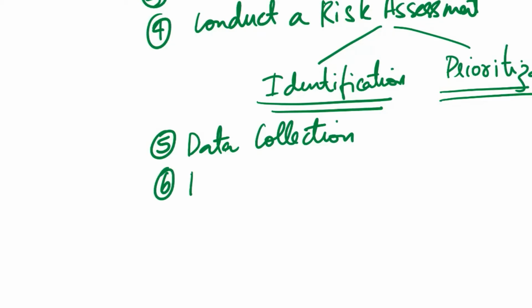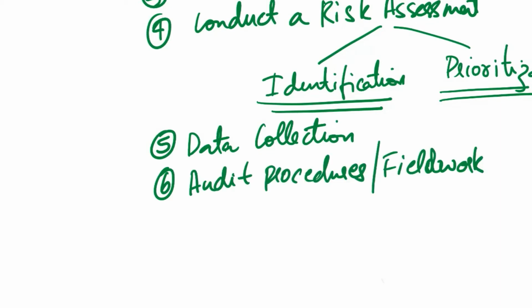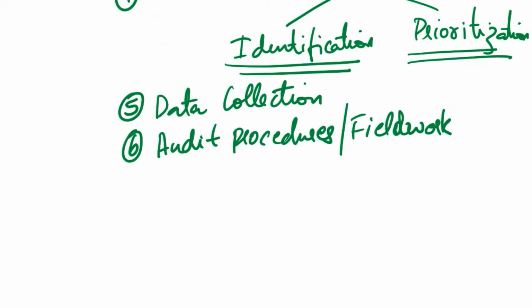Step 6 is the audit procedures or fieldwork. That is, execute the audit procedures as outlined in the audit plan. This may involve reviewing access controls and permissions, scanning the network for vulnerabilities, conducting penetration testing, or reviewing documents and records.